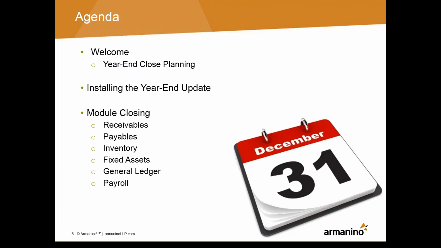We do recommend that you close the modules in this order, which is slightly different than Microsoft. We typically go down this order because it follows your regular month-end close process where you will get through your receivables, your payables, do the inventory counting and closing of the inventory module, then move to your fixed assets, make sure you run your fixed assets depreciation, close the general ledger for the year, and then also do payroll. So these are the topics that we will be covering today.